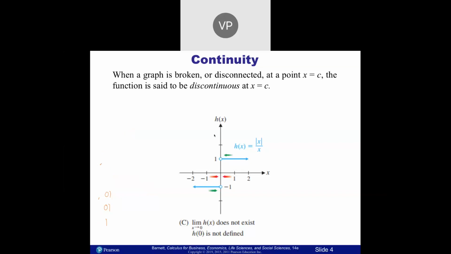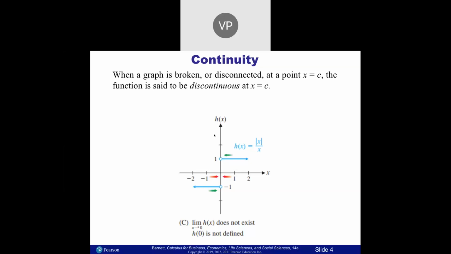And clearly you can see it's discontinuous at 0 because you have to lift your pen or pencil when you're drawing this graph. It's good on the left of 0, it's good on the right of 0, but right at 0 there's a big gap. We don't know what's going on, so we need to find out what's going on at that exact point. So you see at the bottom, the limit does not exist. h of 0 is not defined.